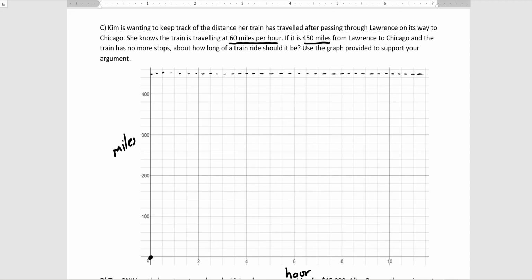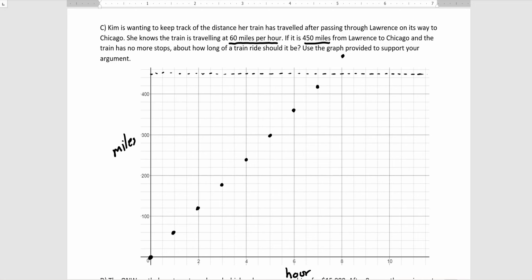But after 1 hour, she's traveled 60, which would be the point right here. After 2, she's traveled 120. After 3, she's traveled 180. 4 would have been 240. 5 would be 300. 6 would be 360. 7 would be 420. And 8 would be 480, which would actually be off the graph, but above that line.